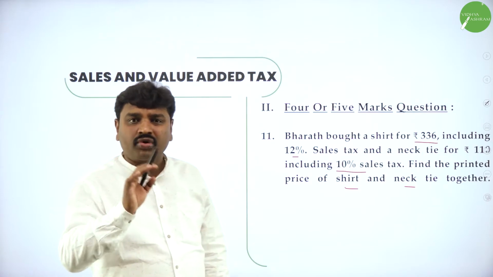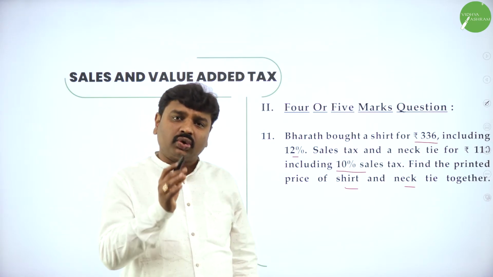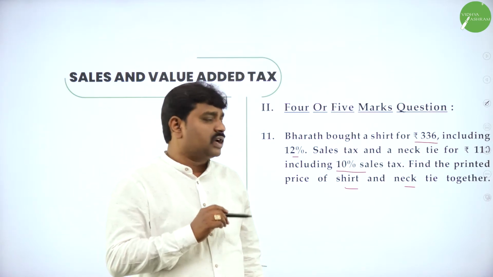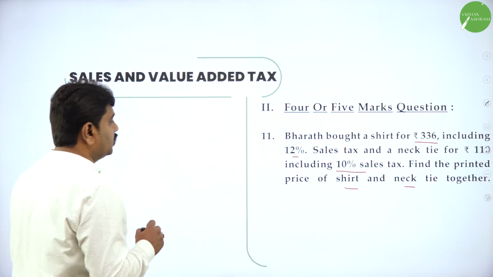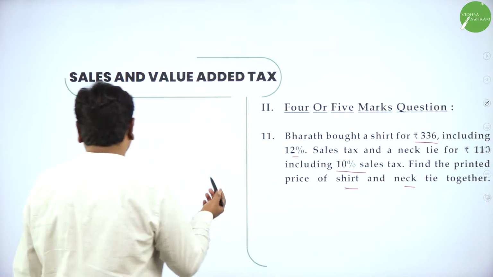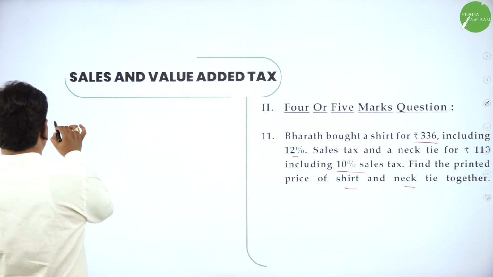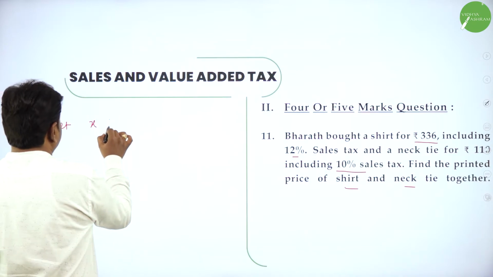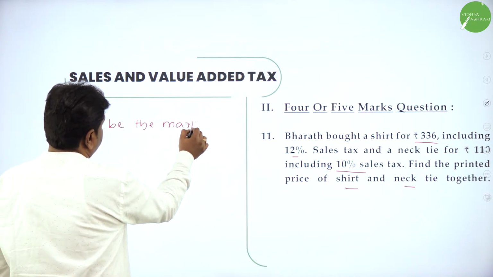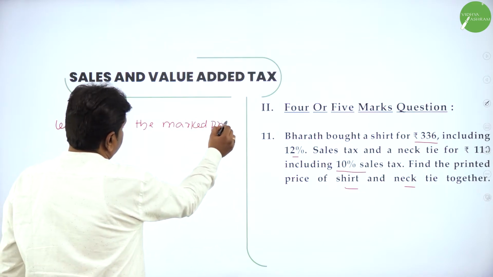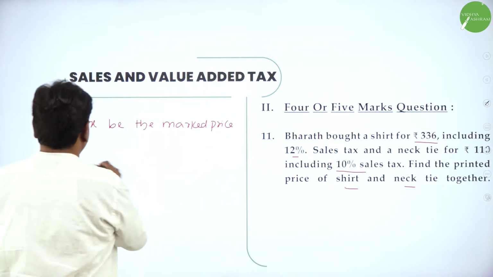They gave the amount paid, meaning they gave the amount including sale tax. So using the amount paid formula, we'll get the market price. Now they're asking you to find the printed price, printed price or market price. So let X be the market price of the first item, the shirt.